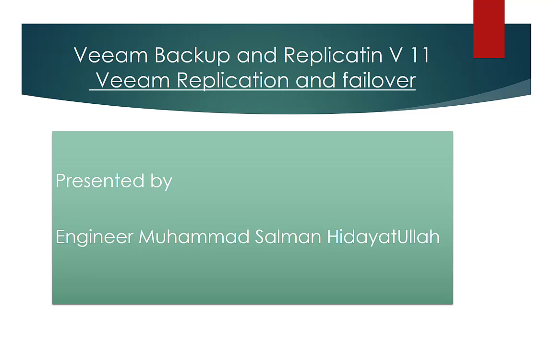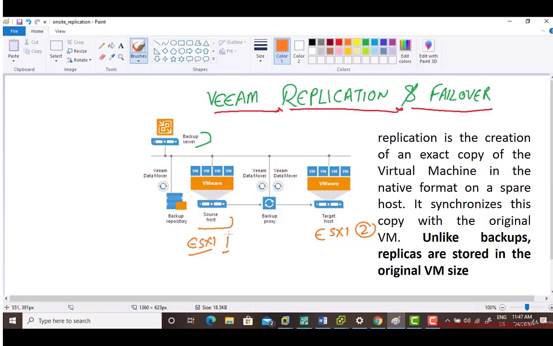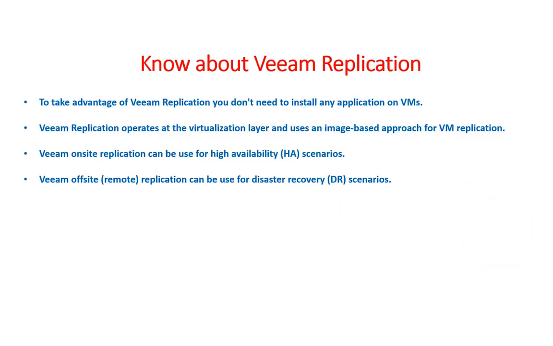In this video series of Veeam Backup and Replication version 11, I will discuss a very important topic, which is Veeam Replication and Failover. So what is Veeam Replication and Failover? Replication is the creation of an exact copy of the virtual machine in native format for a spare host. So basically, why do we use this type of setup? Because, for example, if we have one server in our production environment and we want to do some maintenance on that server, in this case we will shift our VMs from this server to another server.